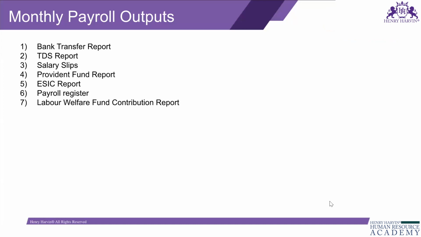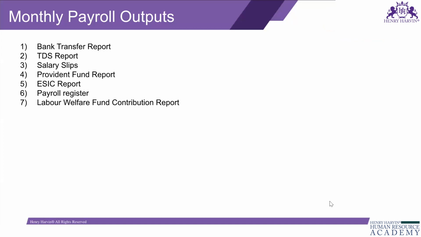First is the bank transfer report. Once you process the salary and credit the salary to each employee's bank account, you have to generate a bank transfer report showing to which account you have credited the salary to that employee. For some employees you have credited ICICI Bank, some HDFC, some Kotak.